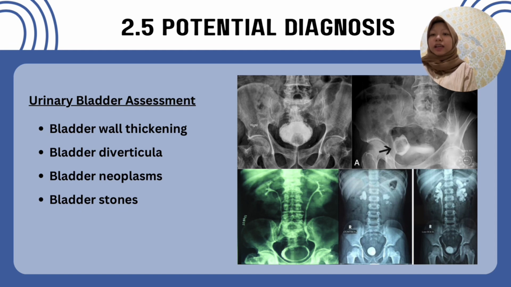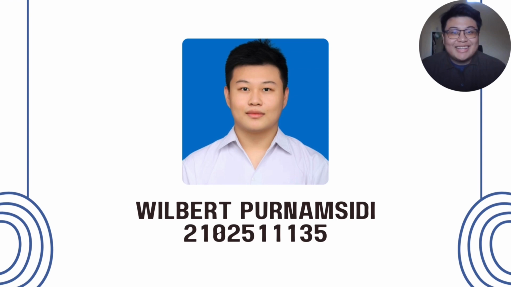And lastly, for bladder stones, when bladder stones are present, they may appear as radio-opaque structures within the bladder on the X-ray images obtained during the IVP, and radio-opaque substances like calcium-based stones absorb X-rays, making them visible on the images. However, small stones or stones composed of materials that are not easily detected by X-rays may not be clearly visible. Okay, thank you for the opportunity.